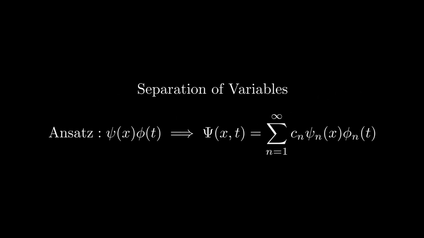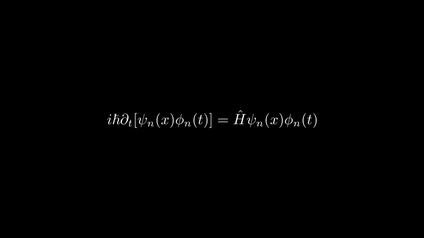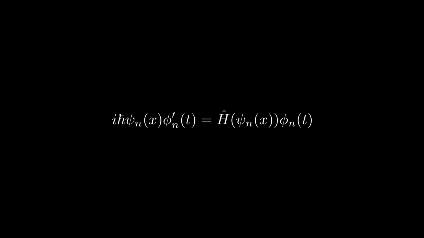In PDE theory, there exists a method of solving such PDEs using separation of variables, where we assume an ansatz solution consisting of a function dependent on position multiplied by one dependent on time. The goal is to then represent our solution as a linear combination of such products, where the coefficients are determined by the initial and boundary conditions. If we substitute this ansatz into the TDSE, we can use the fact that the Hamiltonian operator is independent of time to get the following.